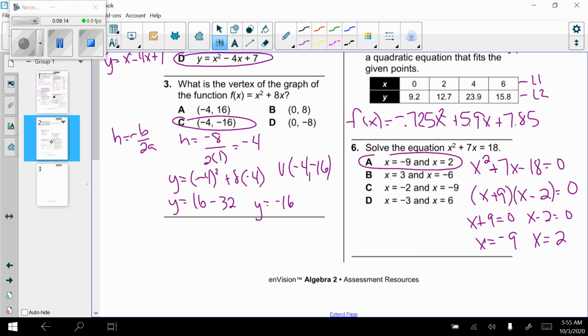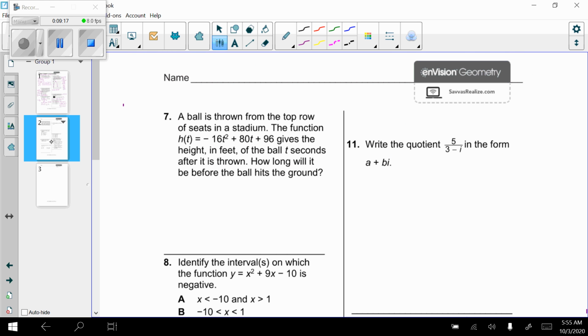All right, let's go to the back of the test review. Number 7, a ball is thrown from the top row of seats in a stadium. The function h of t equals negative 16t squared plus 80t plus 96 gives the height in feet of the ball t seconds after it is thrown. How long will it be before the ball hits the ground? Okay, so again, I just need to solve this equation because remember that it's asking me when it hits the ground, so it's looking for when h is equal to 0. Okay, so negative 16t squared plus 80t plus 96. I want to know when does that equal 0.